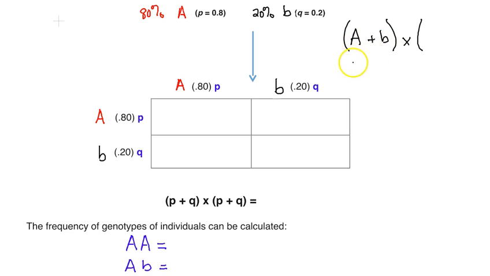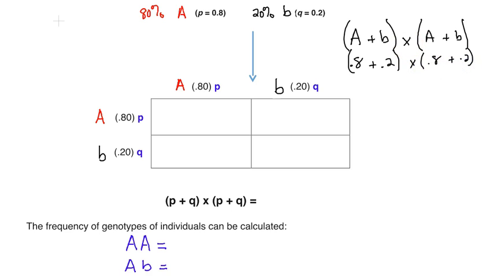Wouldn't this really be 1? In this case, it'd be 0.80 plus 0.2, and it'd be 1. Okay, so if I cross this with someone else in the population, wouldn't the combinations also be A plus B? Of course, those are the total. And that would be times the same thing, 0.8 plus 0.2.